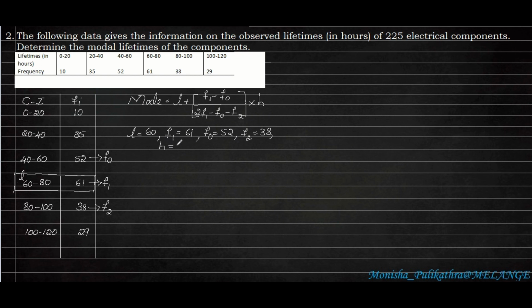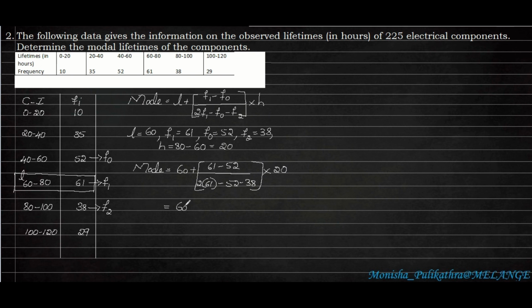Next is class size H. H is the difference of the class interval, that is 80 minus 60, which is equal to 20. So this is the class size. Now we have to substitute the values into the formula. So mode is equal to L, 60, plus (F1 is 61 minus 52) whole divided by 2 into F1 is 61 minus F0 52 minus 38, into H is 20.